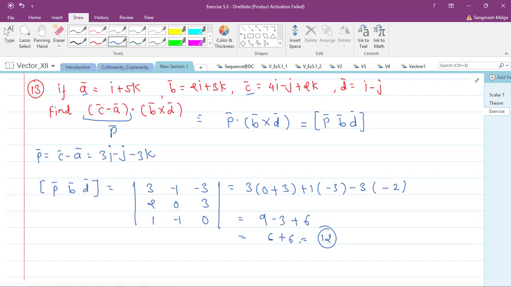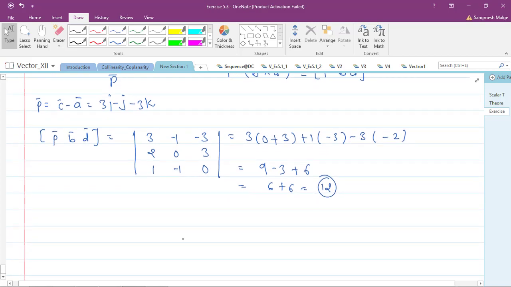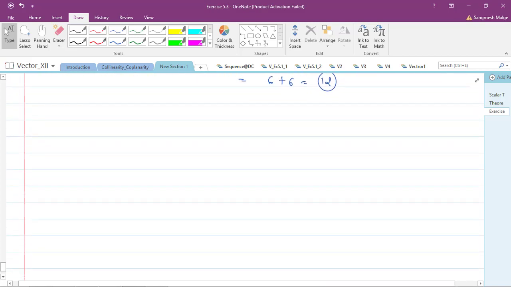It's very simple. Let's solve the next one, question number 14. We will be solving each and every question in detail. Don't worry, not only for this topic, for each and every topic we will be solving each and every exercise.